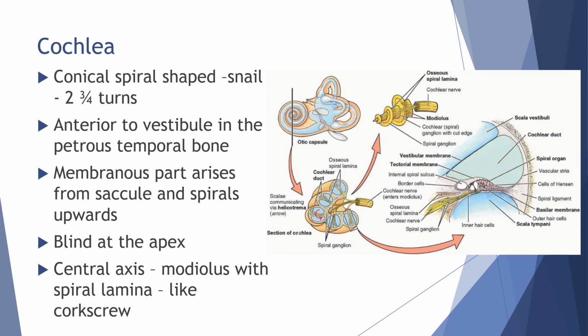The cochlea is a conical spiral shape like a snail having 2 3/4 turns. It lies anterior to the vestibule in the petrous temporal bone, and it has a membranous part which arises from the saccule and spirals upwards. It is blind at the apex, and it has a central axis which is called the modiolus, and there is a spiral lamina around this modiolus like a corkscrew.